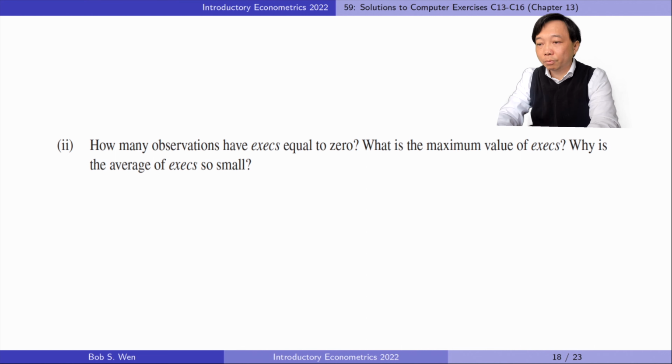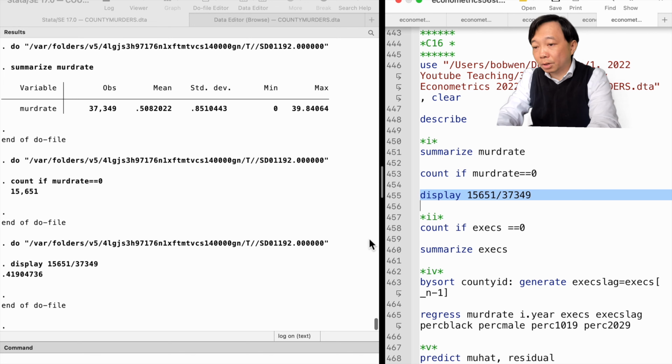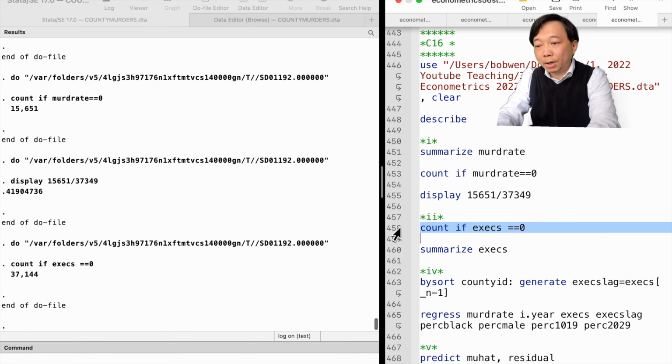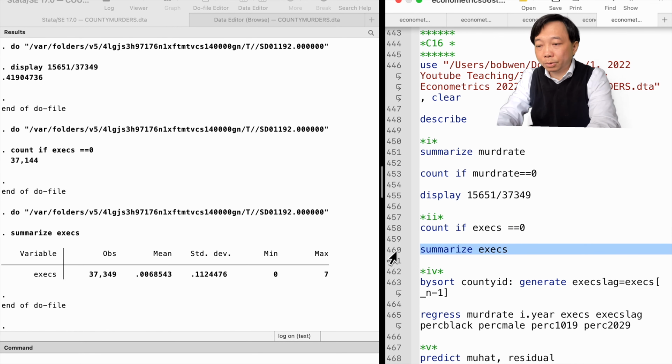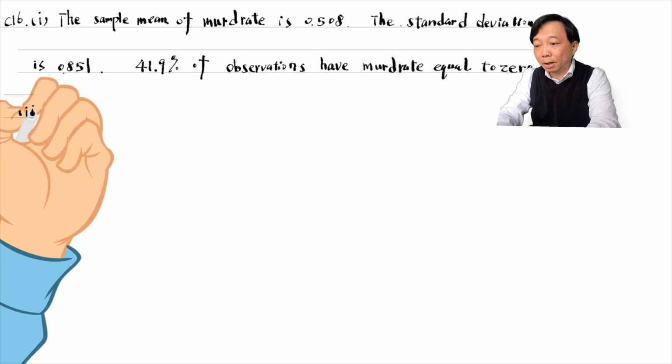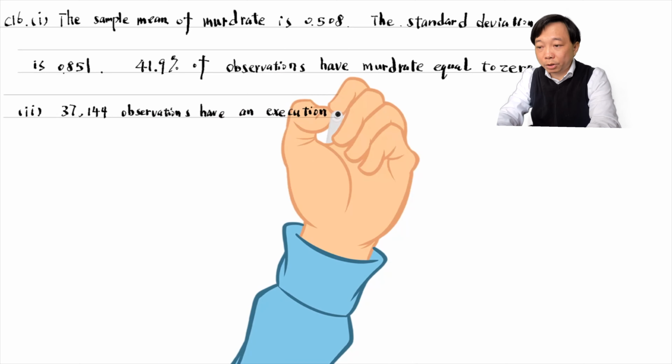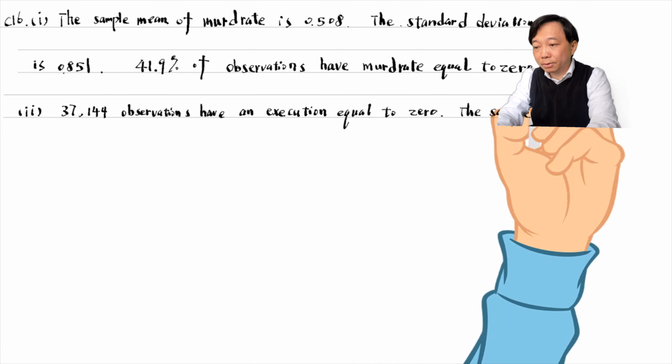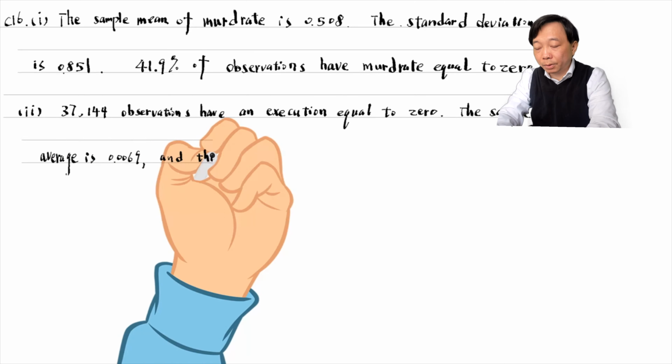In Part 2, we will answer how many observations have an execution equal to 0. What is the maximum value of execution? Why is the average execution so small? We use the count command again and find 37,144 observations have an execution equal to 0. We use the summarize command to find the sample average and maximum value. The sample average is 0.0069 and the maximum value is 7.